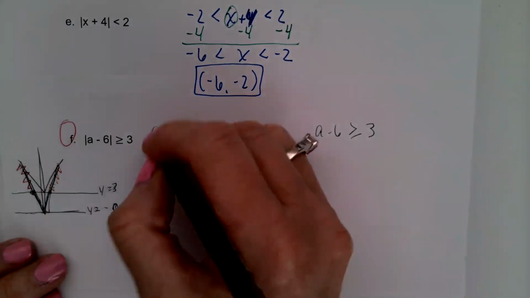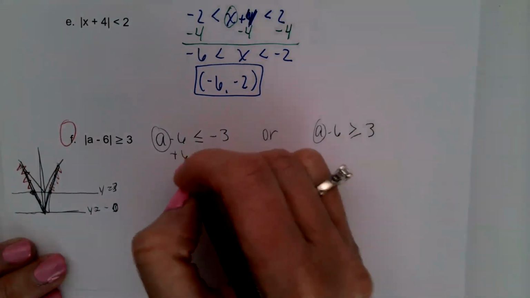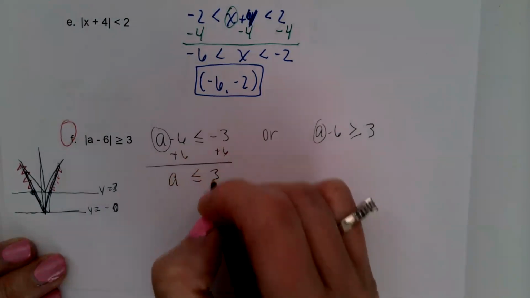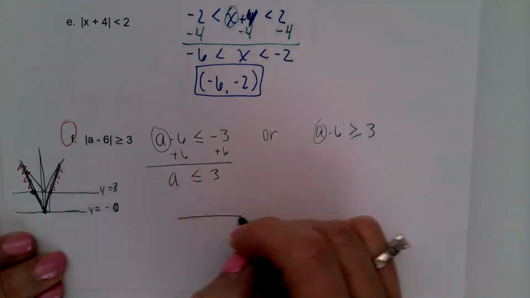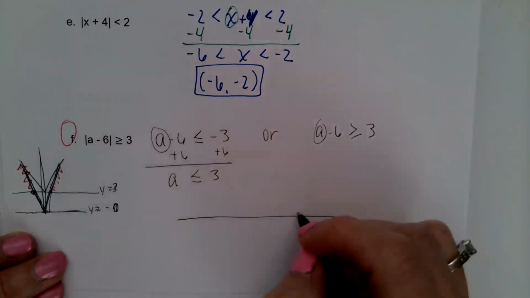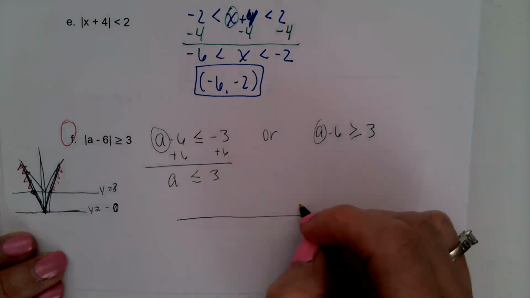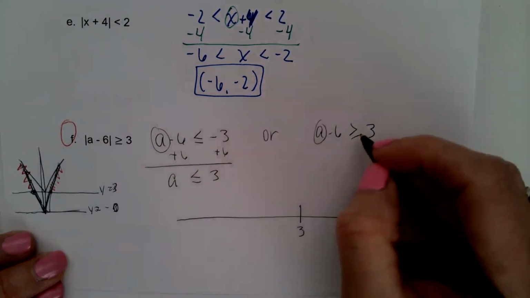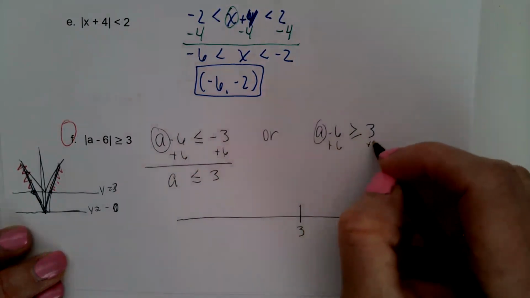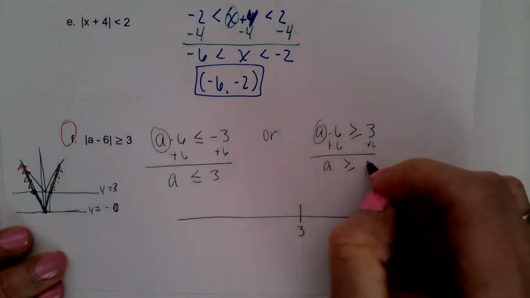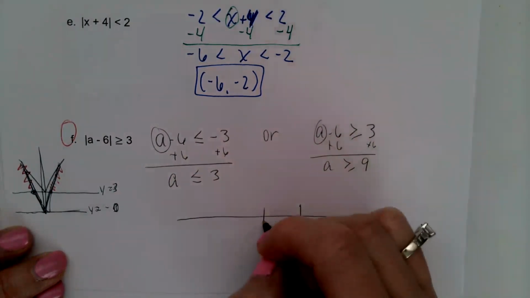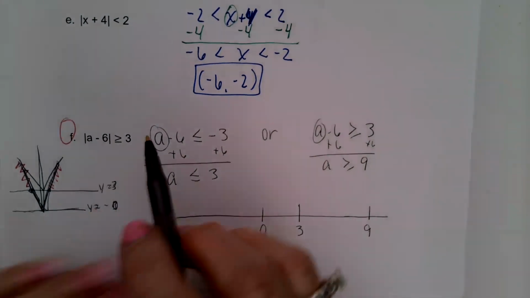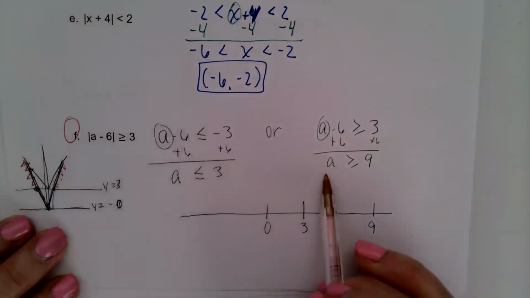So to isolate a on both of these, we're going to add 6. So a is less than or equal to a positive 3. So on a number line, we have 3. And then a is greater than or equal to 6 plus 3. We're going to add 6 to both sides. So a is going to be greater than or equal to a positive 9. So if we have 0, and let's say we have 9 here, it's inclusive because we have a less than or equal to or greater than or equal to.